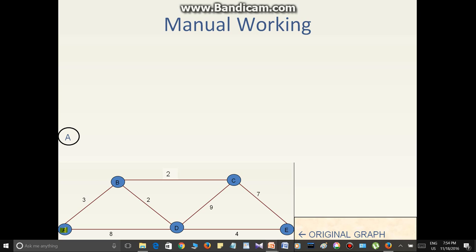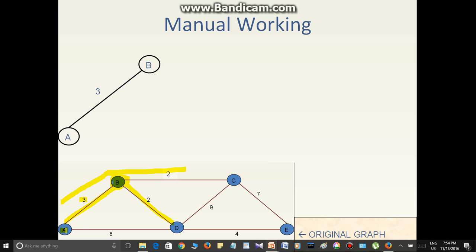A has two paths which go to B and D. A to D is 8 and A to B is 3. As we all know, 3 is the shortest, so I'm making a move from A to B. Now I'm in B. I have to see which is the shortest from B. From B, what are all the ways possible? A is possible, C is possible, and D is possible.